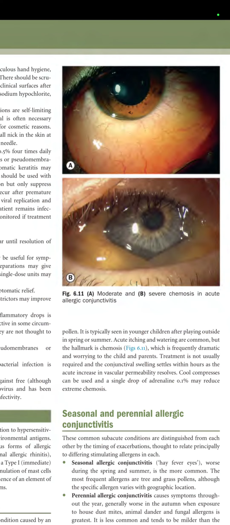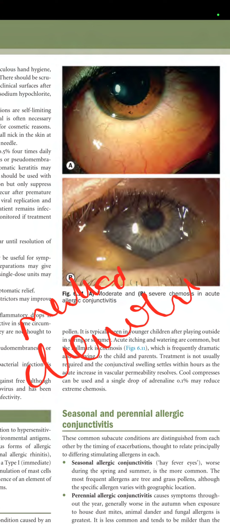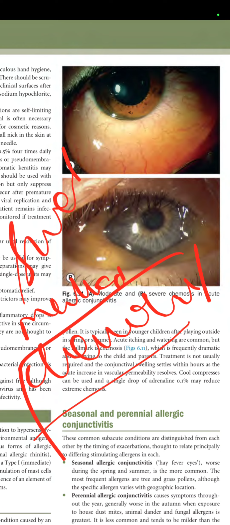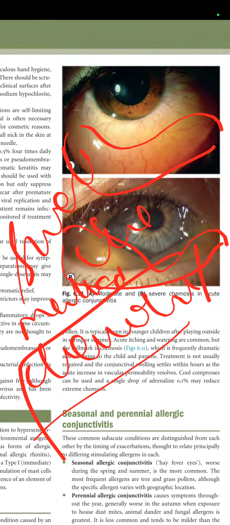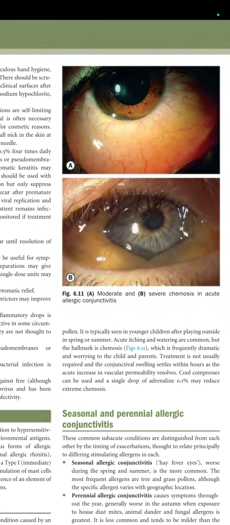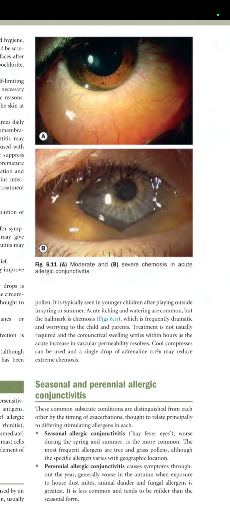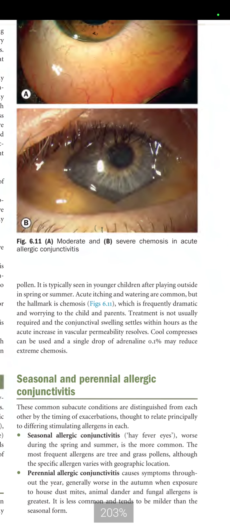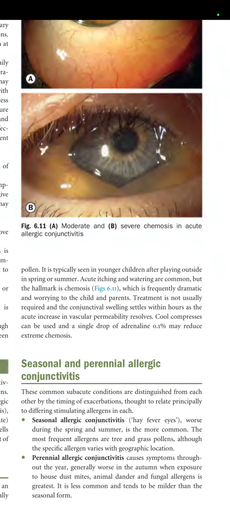And what are the signs? There will be watering, itching, and chemosis. What is chemosis? Marked chemosis means that there will be a translucent appearance of the conjunctiva. The conjunctiva appears swollen due to the fluid. So you can see bulging of the conjunctiva due to fluid inside it. It is called chemosis, and we usually treat it with cold compression, and we can give a small single drop of adrenaline.